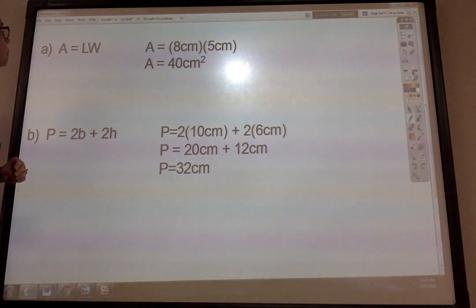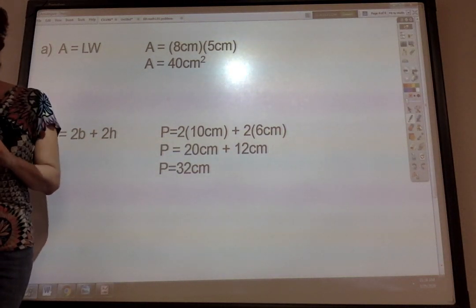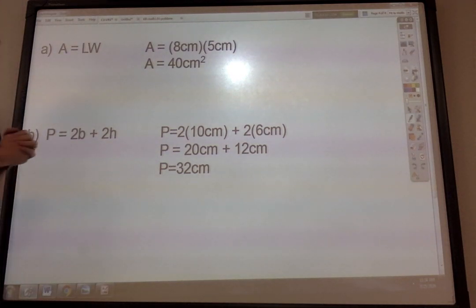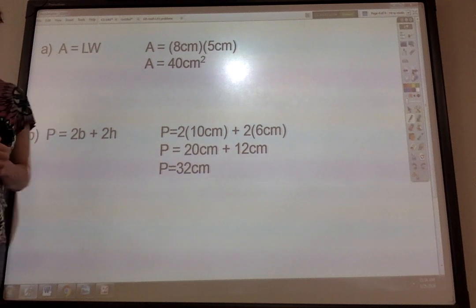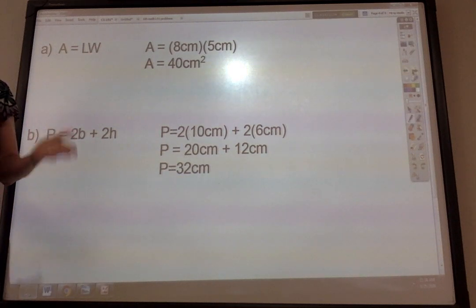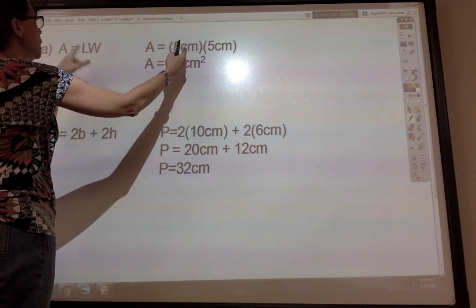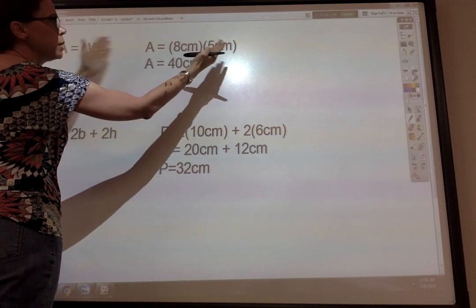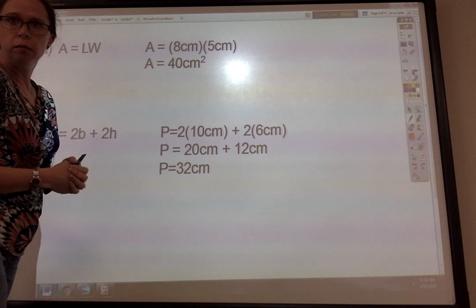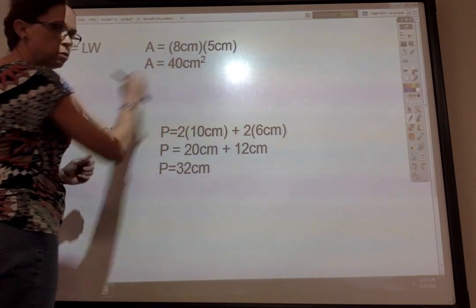Okay, A, they want us to find the area of this rectangle. Okay, so I'm going to use my area formula, length times width, and it tells me in my instructions to substitute 8 centimeters for the length, 5 centimeters for the width. So instead of an L, I'm going to write 8 centimeters. Instead of a W, I'm going to write 5 centimeters, and I'm multiplying. So the area of that rectangle is 40 centimeters squared. Make sure you get your units right. Centimeters times centimeters gives us centimeters squared.